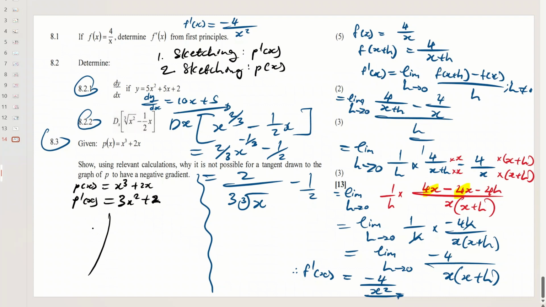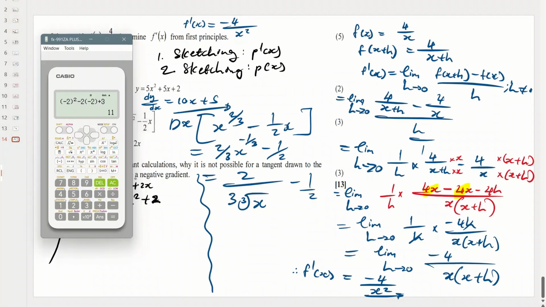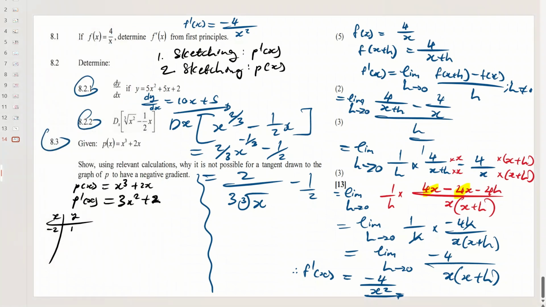Simply draw a table like this. This is x, this is y. And simply come up with your own values. I'm just going to take negative 2. Let's see what y is when x is negative 2. So let's bring out our calculator. This is 3 into negative 2 squared, and then plus 2. Y is 14.